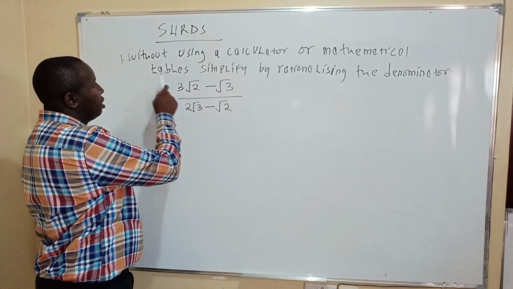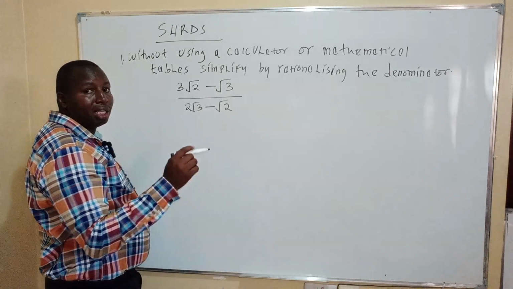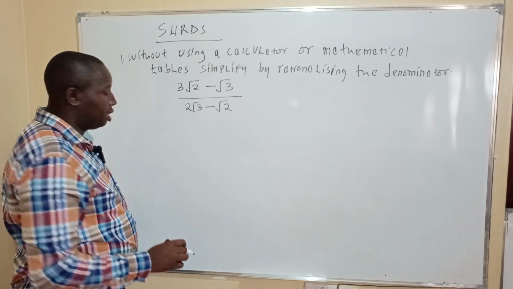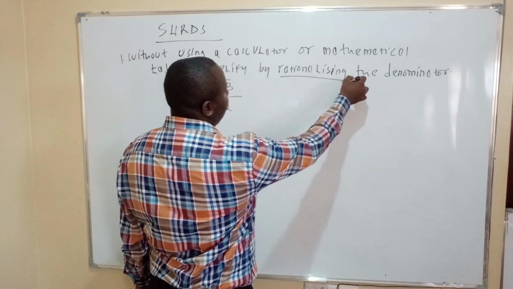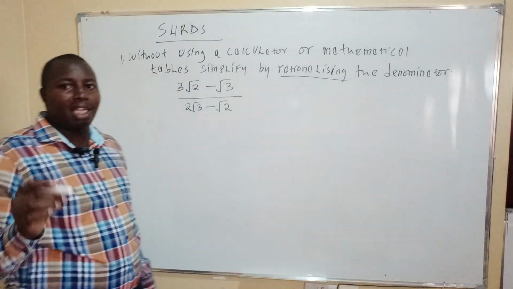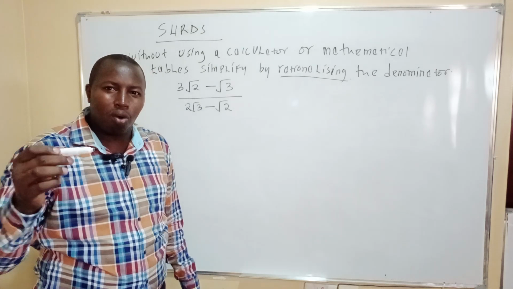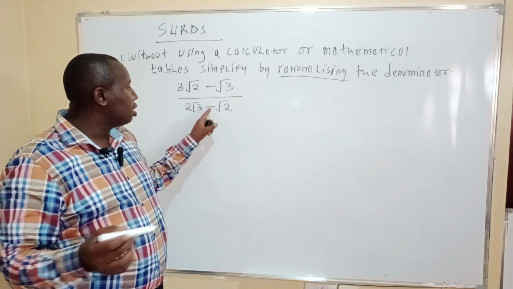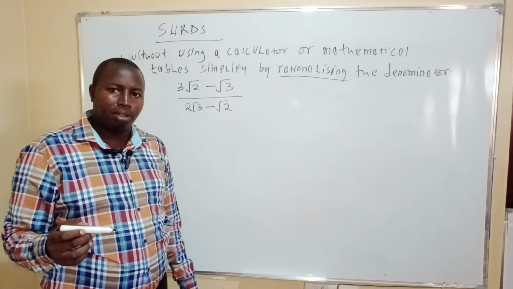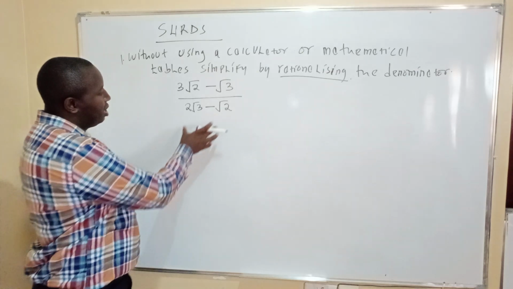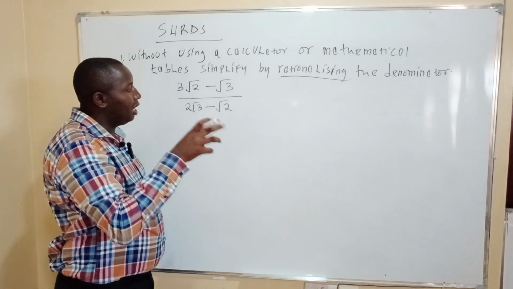Without using a calculator or mathematical tables, simplify by rationalizing the denominator. I want us to understand what we talk of when we say rationalizing. The key word there is rationalizing. Rationalizing is where you make the denominator a whole number without the root. You want to remove these roots, so we want to express this surd without the root sign in the denominator.